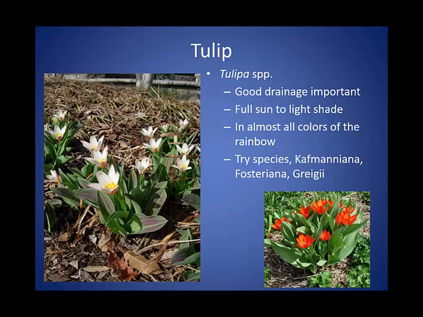Tulips, again, good drainage is important. Both deer and rabbits like tulips, so they can be more of a challenge to grow. There are lots of varieties out there, beautiful. Does anybody have any particular tulips that are their favorites? Or, I can't grow them, the rabbits eat them. But if you don't deal with the mammals, they're relatively pest-free as well.